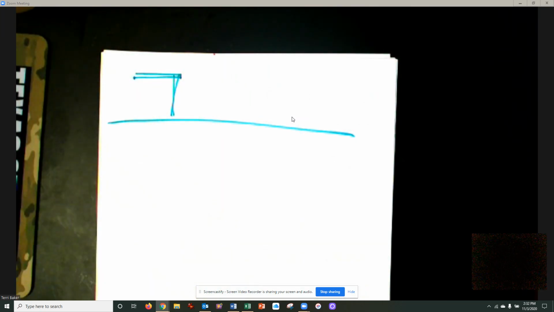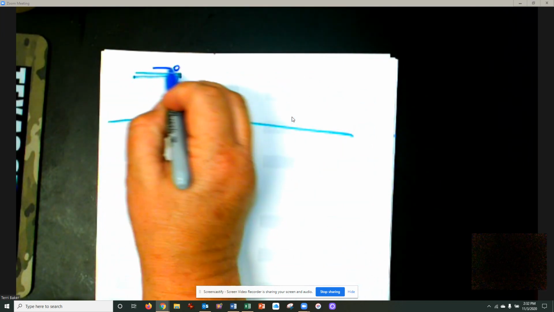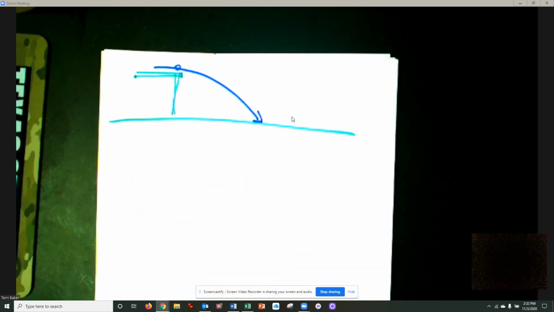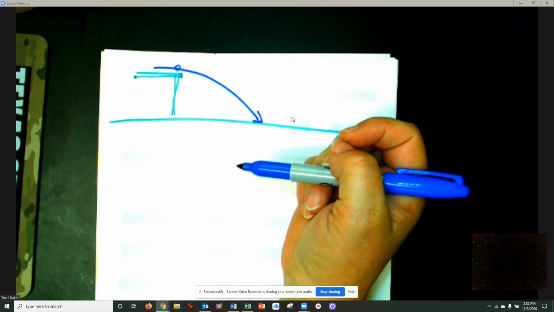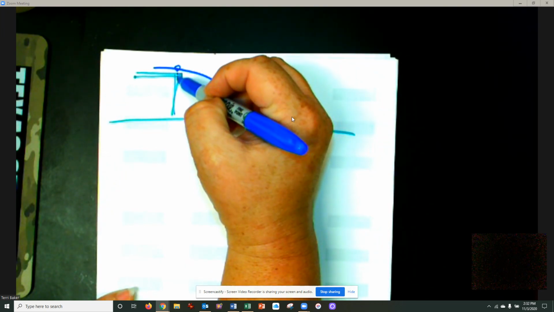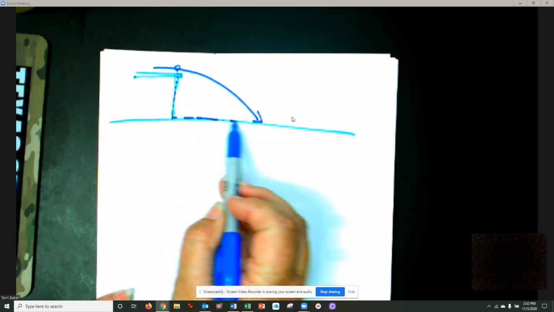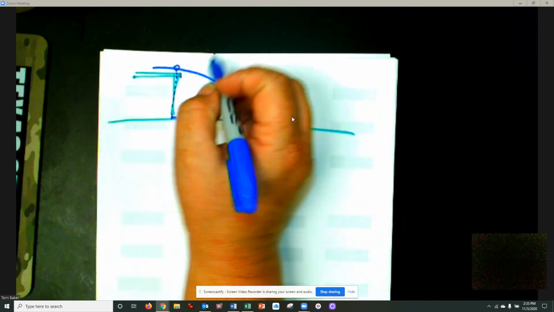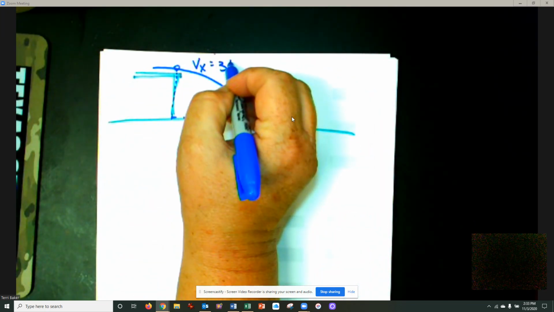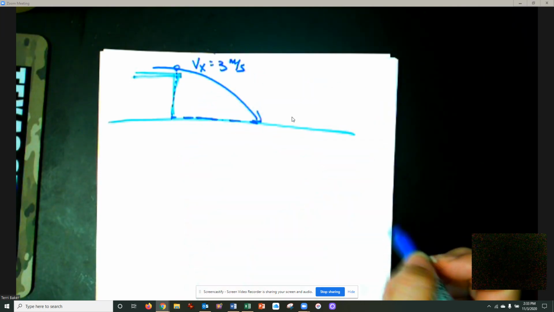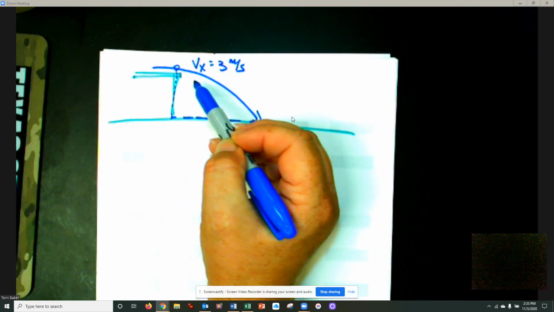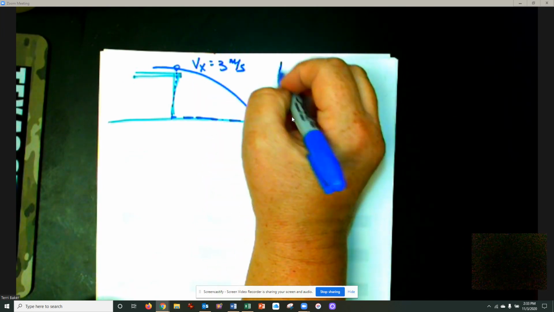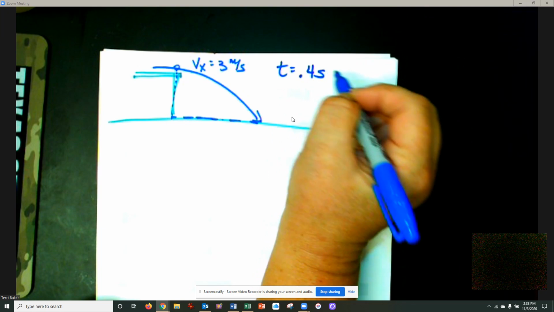So, here's our desk, and here's our ball. It rolls off the desk and it lands. Okay? By this time, in projectile motion, you should be visualizing right triangles. You're always going to want to try to get a right triangle. It tells us that the ball rolls off at a speed of 3 meters per second, so that tells us our horizontal velocity is 3 and time is 0.4 seconds.